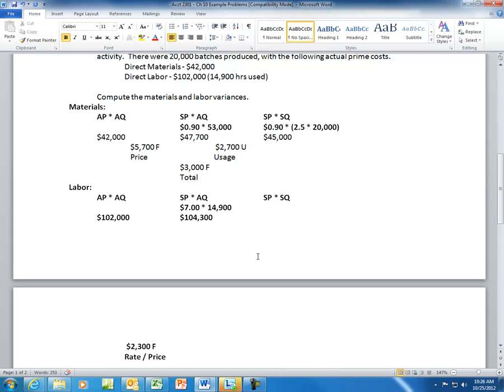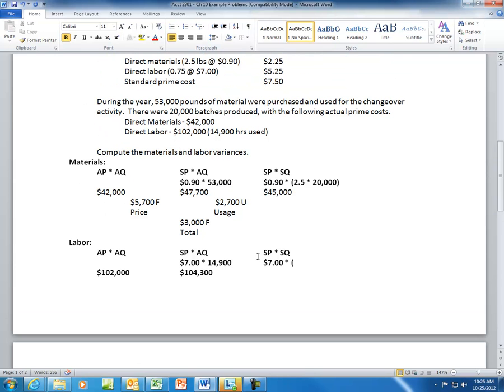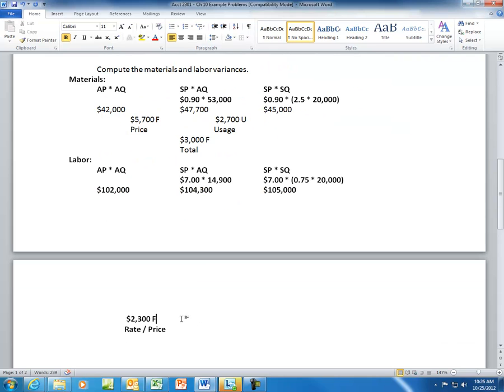Now we can fill in the third column and calculate the usage or the efficiency variance. Your standard price is $7. For the standard quantity, again, this is where it gets tricky. For the labor, we expect to use 3/4 of an hour to produce each unit or each batch. So I've got to multiply the labor cost per batch times the actual number of batches. Multiply that out times the $7, and that gives you $105,000 as your expected cost.